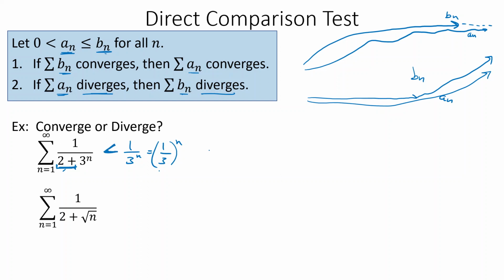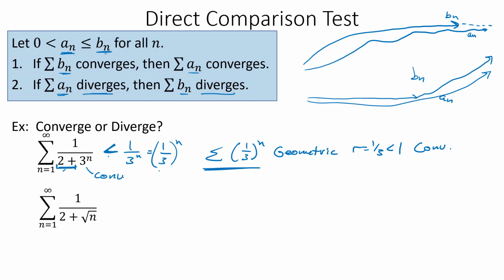this guy. And if we look at the sum of (1/3)^n, that's a geometric series where r equals 1/3, which is less than 1, which tells us it converges. So if this guy converges and this guy is the bigger one, that means the smaller one here also converges. Neat, huh?